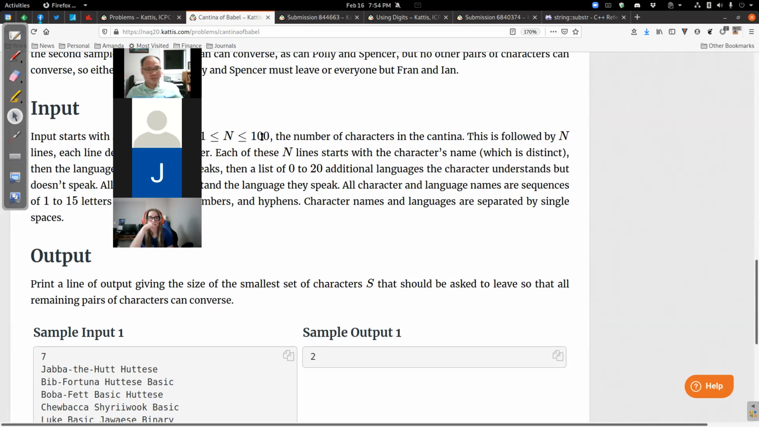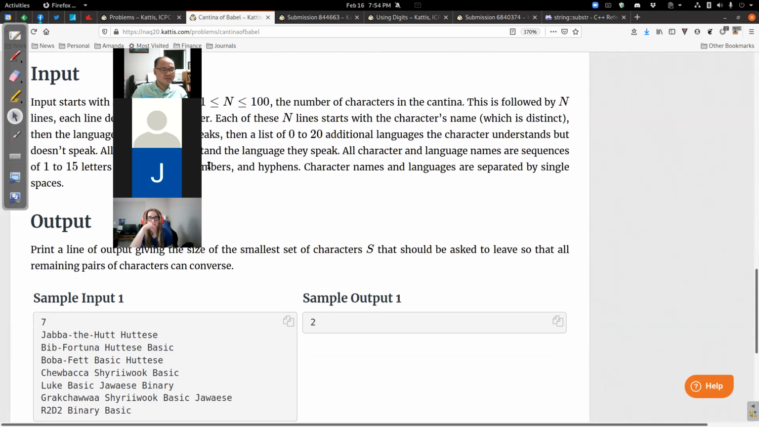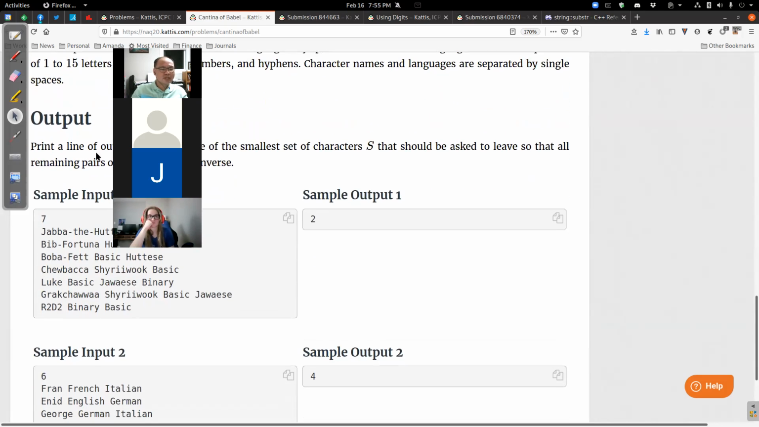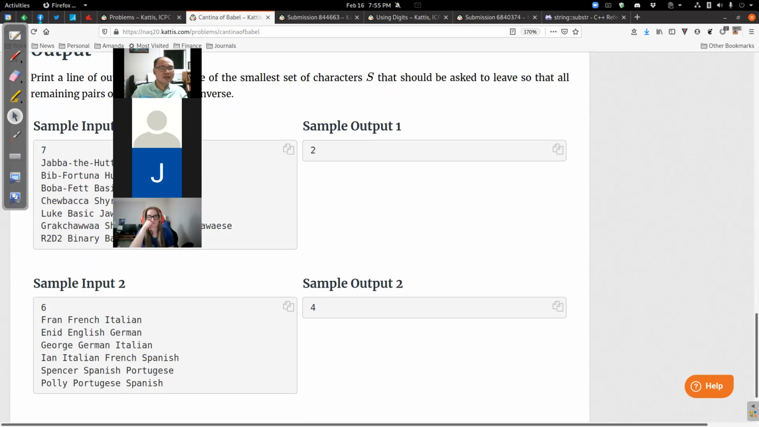There are up to 100 people, followed by n lines, each describing a character. Each of these lines starts with the name of the character, the language that they speak, and then a list of 0 to 20 languages the character understands but doesn't speak. All characters understand the language they speak. Okay, that's good. All character and language names are a sequence of 1 to 15 letters, numbers, hyphens. Character names and languages are separated by single spaces. Print a line of output giving the size of the smallest set of characters that should be asked to leave, so everybody else that is left can converse.